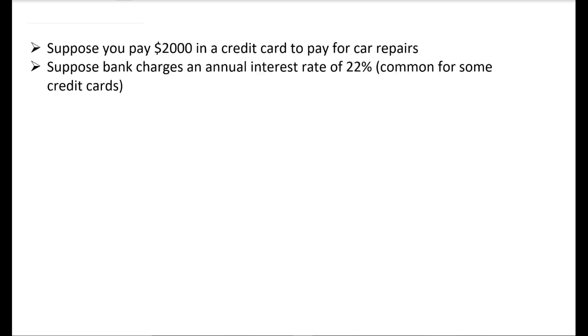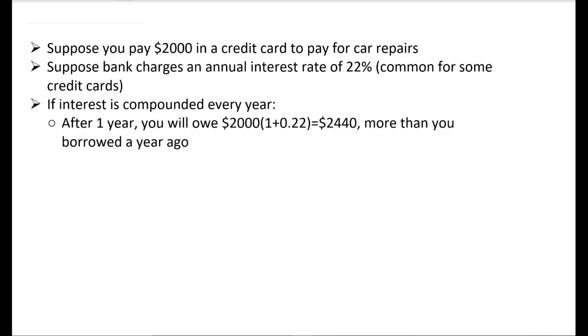So let's talk about an example. Let's say you pay $2,000 on a credit card. Well, when you're paying on a credit card, you're really borrowing money from a financial institution. So you're really borrowing $2,000 from the bank. And let's say you wanted to do that to pay for car repairs. Suppose a bank charges an annual interest rate of 22%, which is pretty high, although it is common if you have a low credit score, or for some banks, they tend to charge high interest rates. So let's say that your interest rate is 22%.